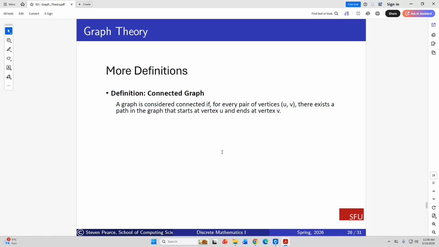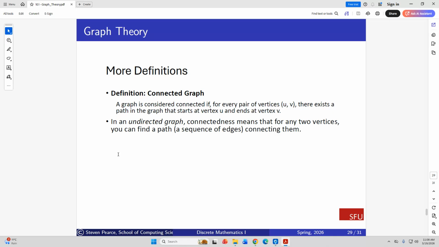Some definitions. A connected graph, you'll hear about this a lot. It's connected if for every pair of vertices there exists a path in the graph that starts at a vertex U and ends at a vertex V. So for an undirected graph, connectedness means that for any 2 vertices you can find a path, a sequence of edges, connecting them. So that's a connected graph. I just pick 2 arbitrary vertices in the graph and I can always get from one to the other.